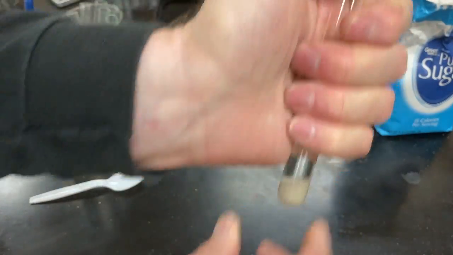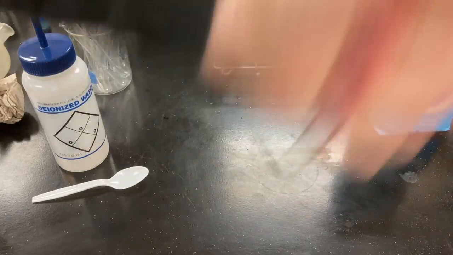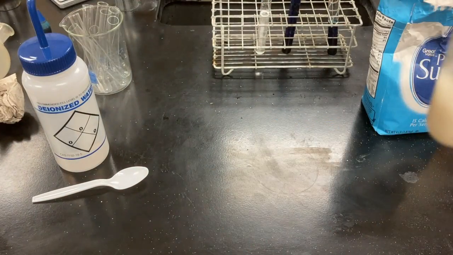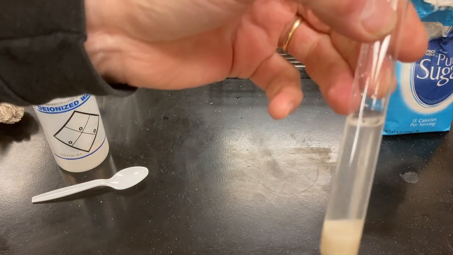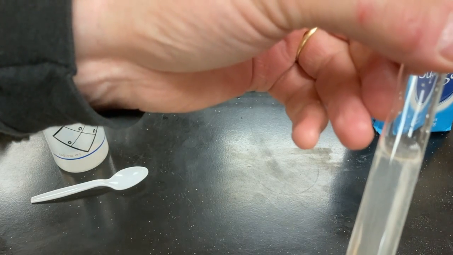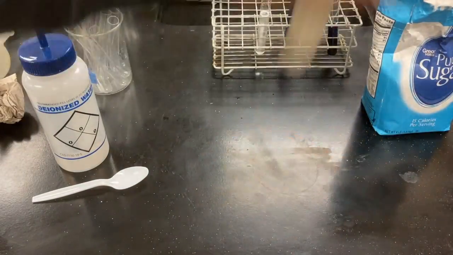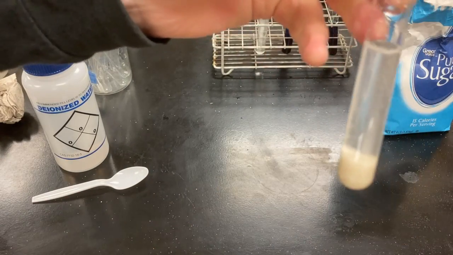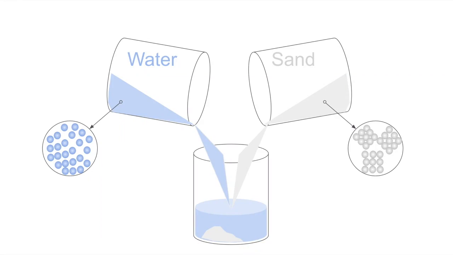Now I'm going to cover the top with my thumb and shake it up, and I'm going to speed this process up. Even after a considerable amount of shaking, you can see it still looks like there's two separate layers. The sand and the water have not mixed into each other very finely. Shake it some more. Again, this is sped up. Nope. Still two layers.